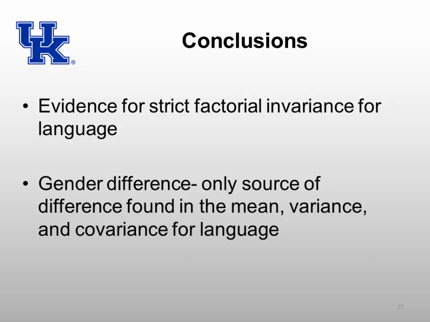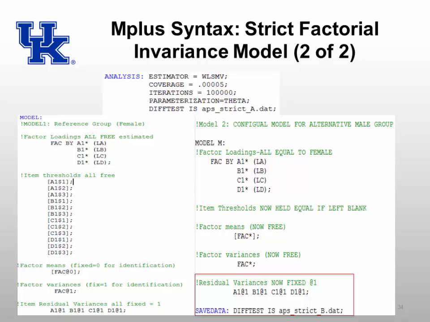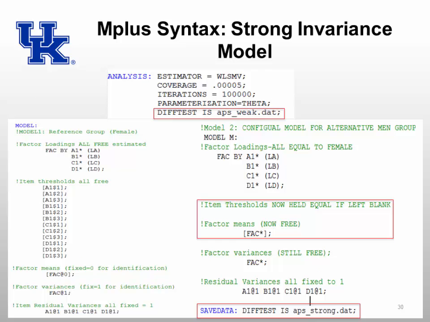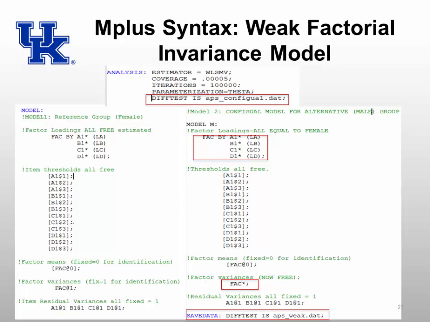Time for questions? Can we just go back to the syntax for the weak factorial invariance? Sure. I was wondering why the factor variances were set free for males. The thing is, when you have more things constrained, you are able to test more things. Since we had factor loadings equal across groups, the factor variance can be free. Yes, yes.